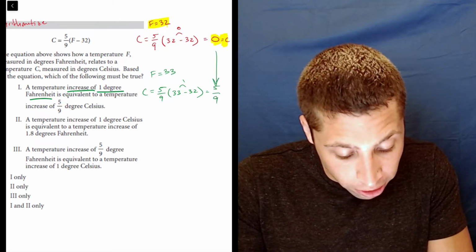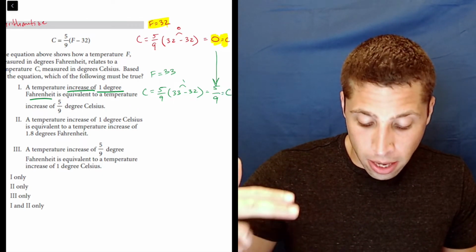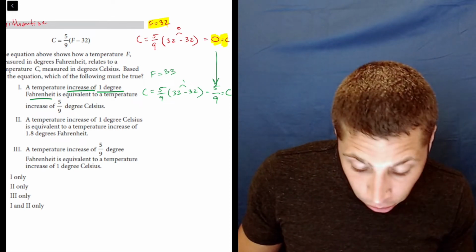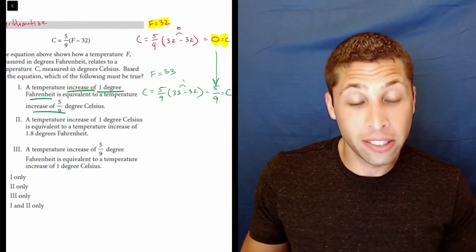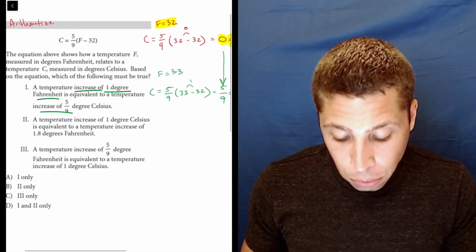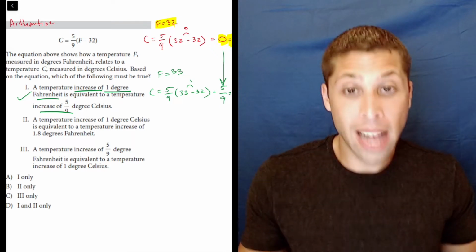So look at the change. The degrees Celsius increased from 0 to 5/9. That's an increase of 5/9 degrees Celsius. So yeah, it's a weird fraction, but it doesn't matter because I'm able to prove it pretty easily with some zeros and ones. That's awesome. So that's got to be true.